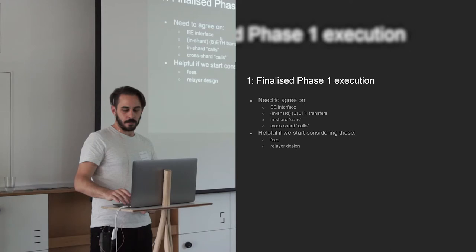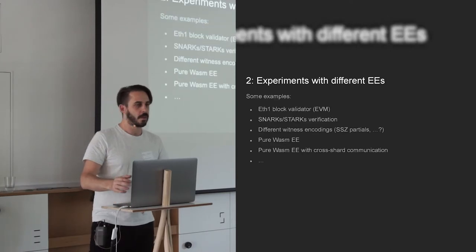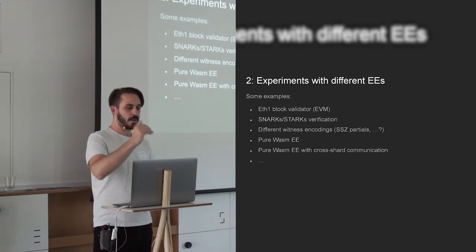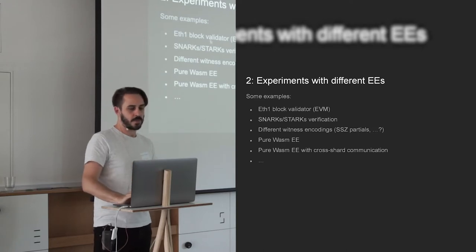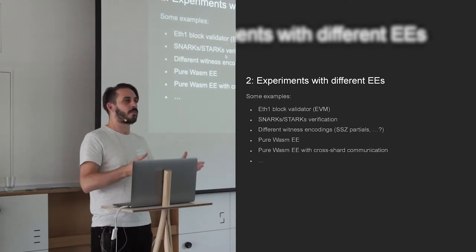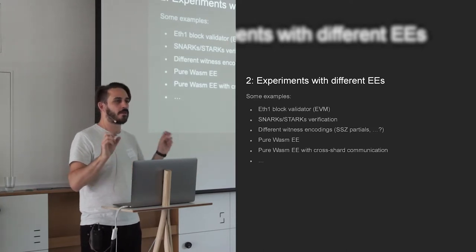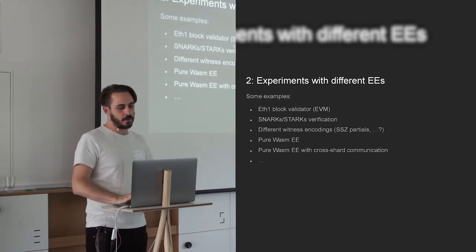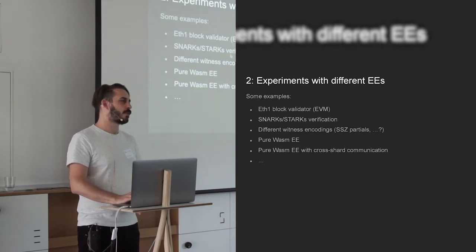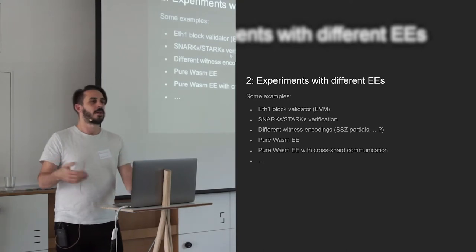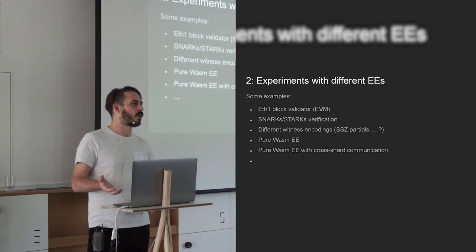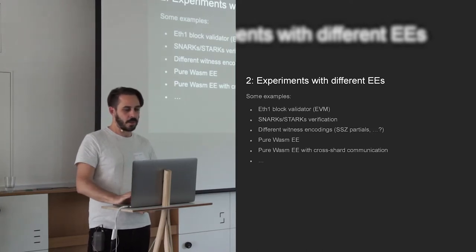Now, while we try to finalize phase one, of course, we have to start experimenting with different execution environments. But this work doesn't have to be fully done before we finalize phase one. Some example execution environments we have listed here: a simple one is just validating EVM blocks, which is practically running an EVM interpreter in Wasm. And we actually do have this using a Parity EVM. We have some examples doing Starks and Snarks verification. There is a challenge to reach a specific speed with Starks verification on Wasm. So that's why it's really important.